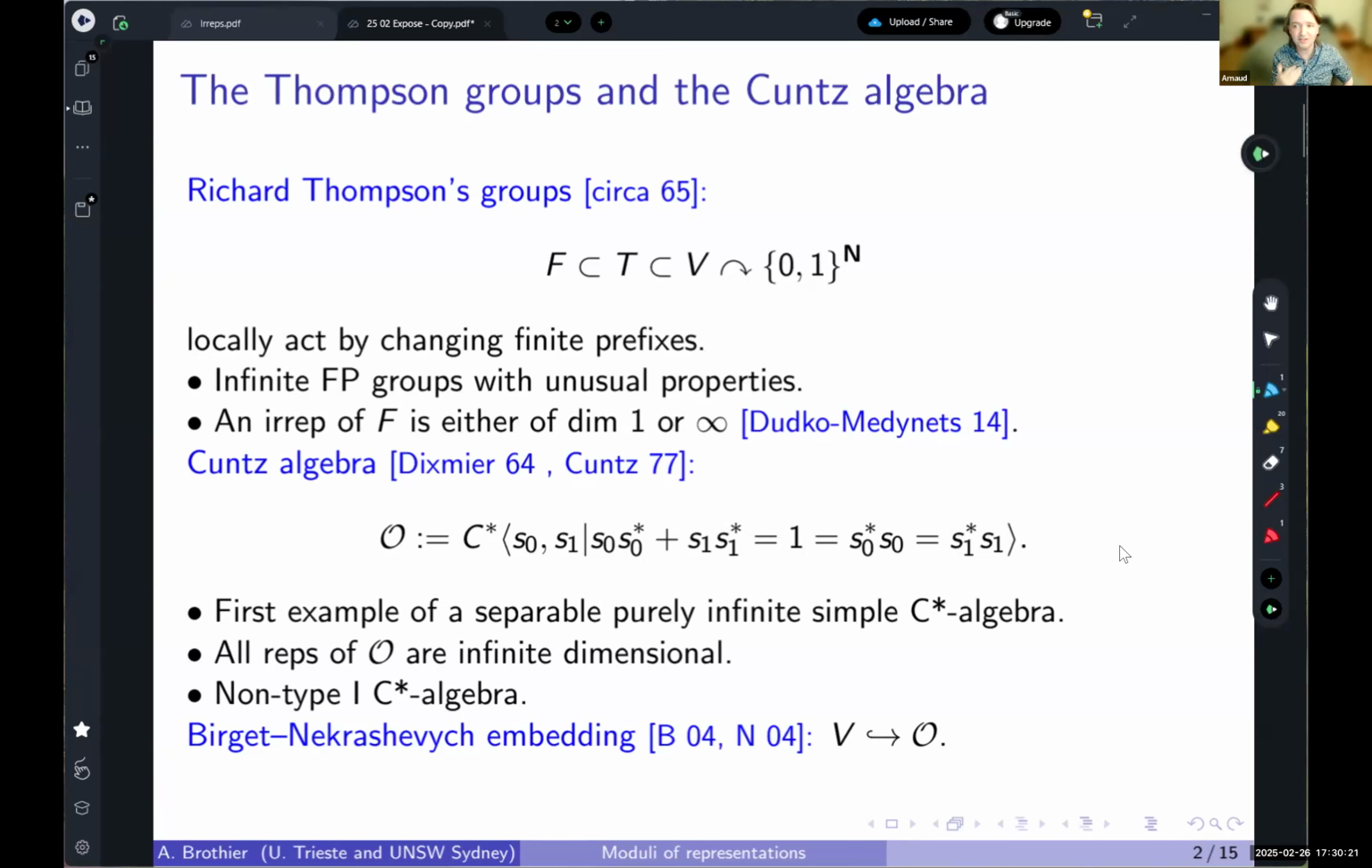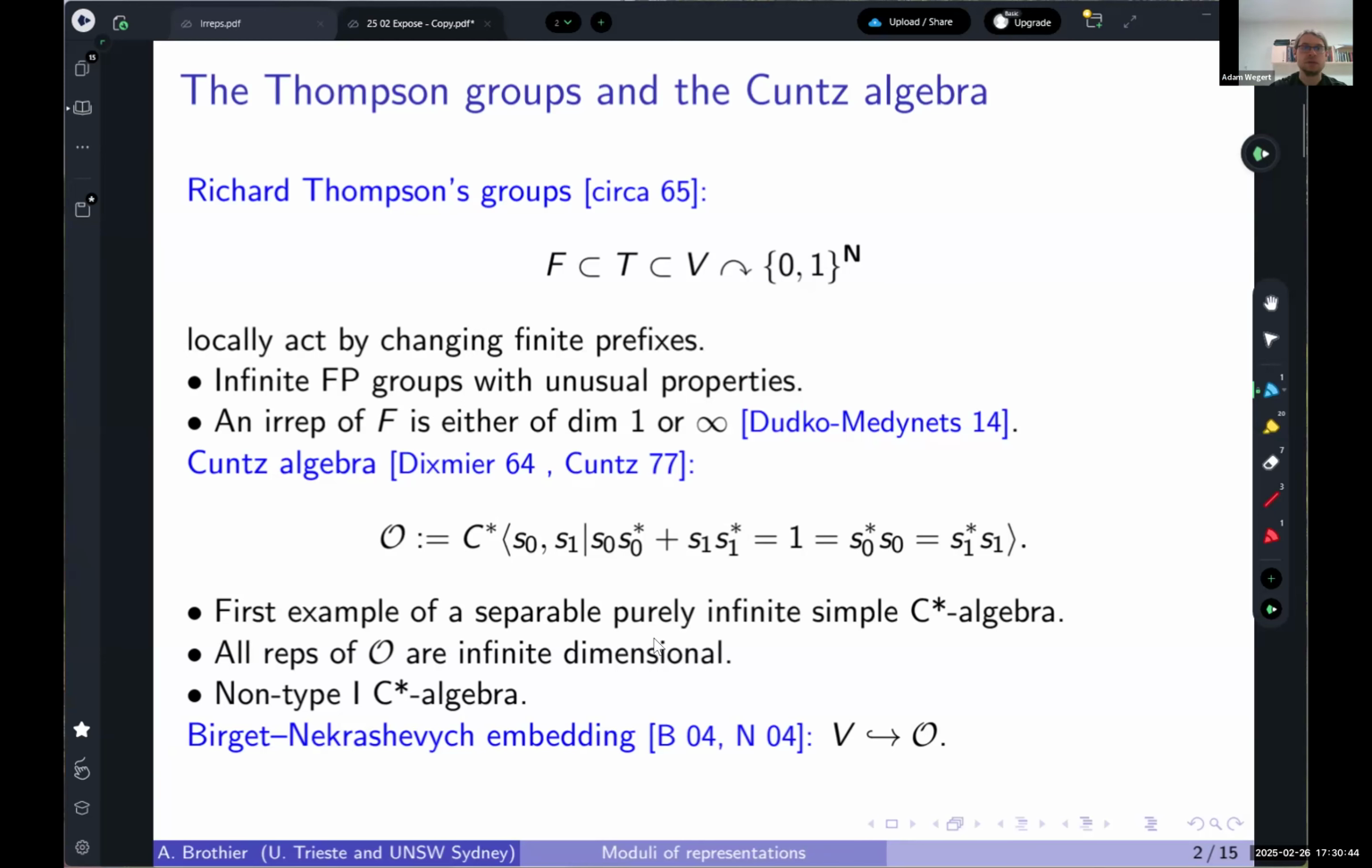Also, I should say that in this talk, as you can see, everything is binary. I'm looking at the Cantor space of binary strings, and at the second Cuntz algebra, but actually everything that I'm saying you could take n-ary. So take the nth Cuntz algebra, the nth Higman-Thompson group, etc., acting on the Cantor space of n letters.